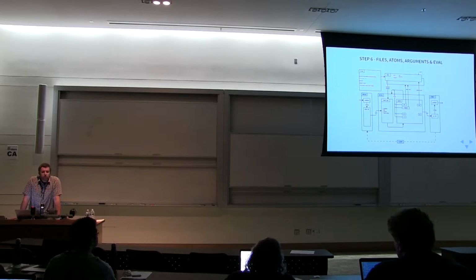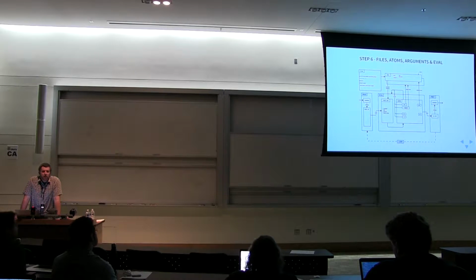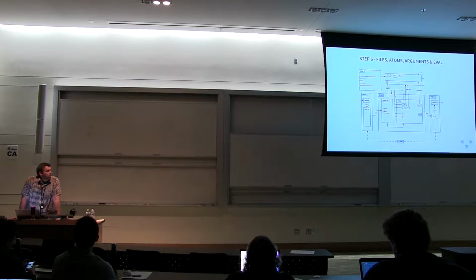There's a new function called read-string, which just exposes the reader to our Mal programs themselves. So you can actually do a read of a string and get back a Mal type. Slurp is just borrowed from Clojure. That basically reads a file into a string.